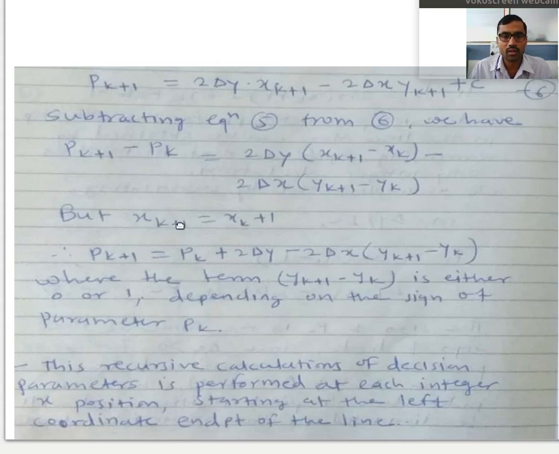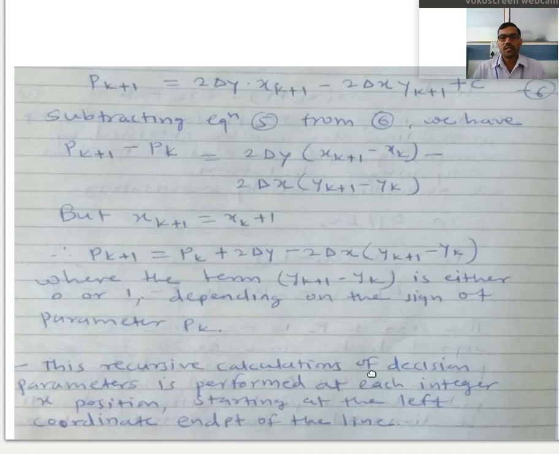But as the line is close to the horizontal axis, xk plus 1 is equal to xk plus 1. That means the term xk plus 1 minus xk will be 1. So it will be reduced, and rearranging this equation we get pk plus 1 equal to pk plus 2 delta y minus 2 delta x, yk plus 1 minus yk, where the term yk plus 1 minus yk is either 0 or 1 depending on the sign of parameter pk. The sign of the parameter again depends upon the difference between two distances, that is d1 minus d2. If d1 is smaller, then yk plus 1 minus yk will produce 0, and if d1 is greater than d2, then this difference will be 1.